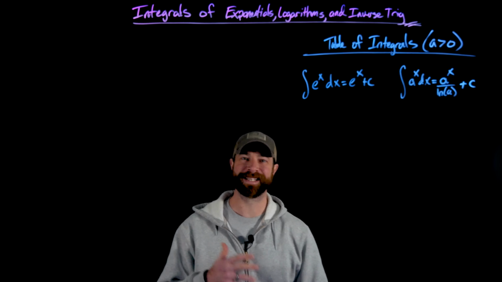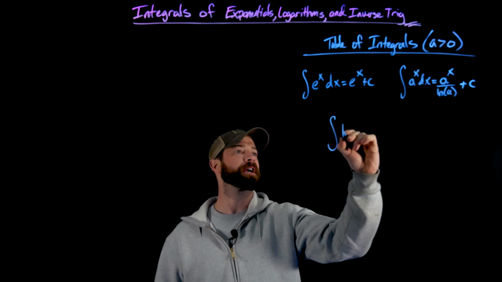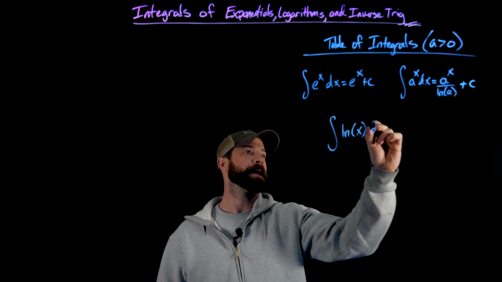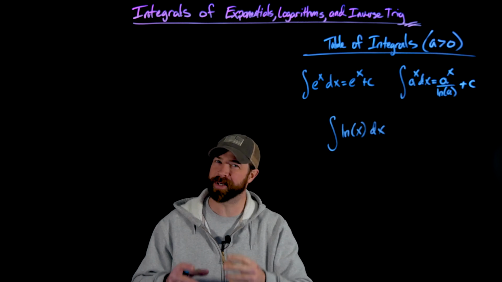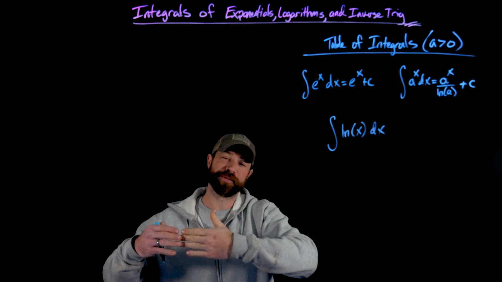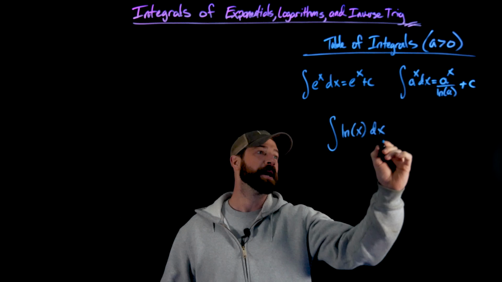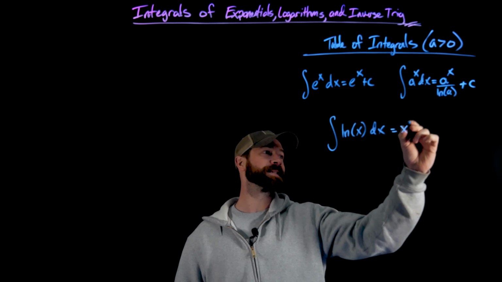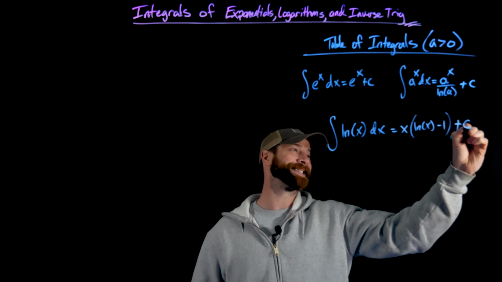So there we have the exponentials. Now on to the logarithmic integrals. In this case, we'll first talk about the natural log of x. You might be thinking this has something to do with 1 over x, but not really, because that's the integral of 1 over x equals the natural log. But we're taking the integral of the natural log. This ends up being x times the natural log of x minus 1 plus c.